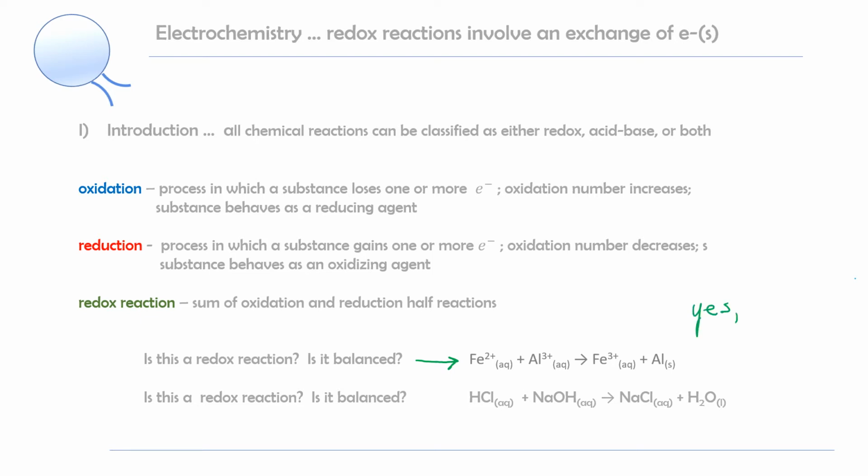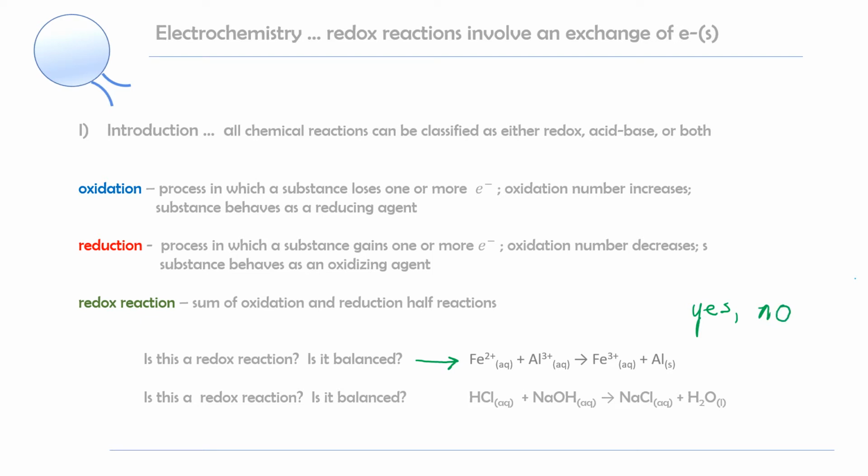Okay, second question, is it balanced? From everything we know about balancing, I've got one iron left, one iron right, one aluminum left, one aluminum right. It looks balanced. Okay, truth be told, this reaction is not balanced.